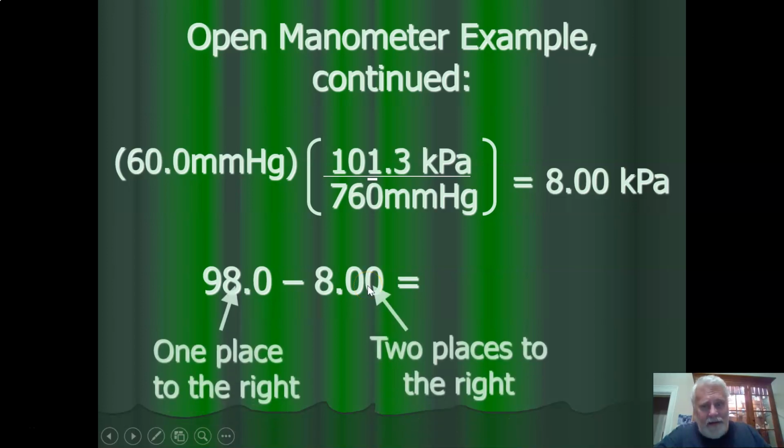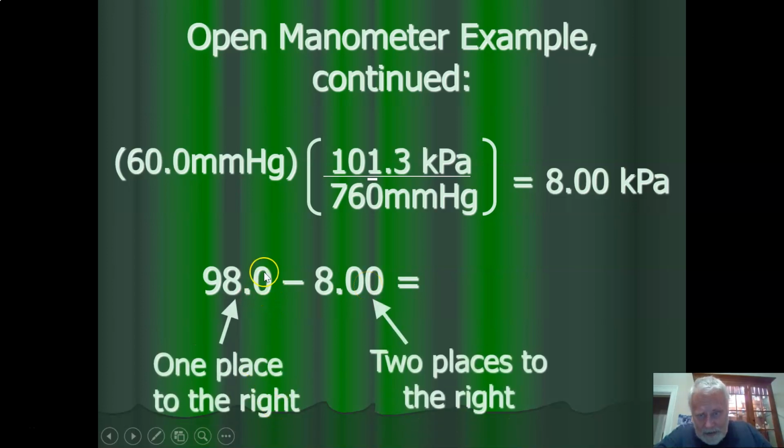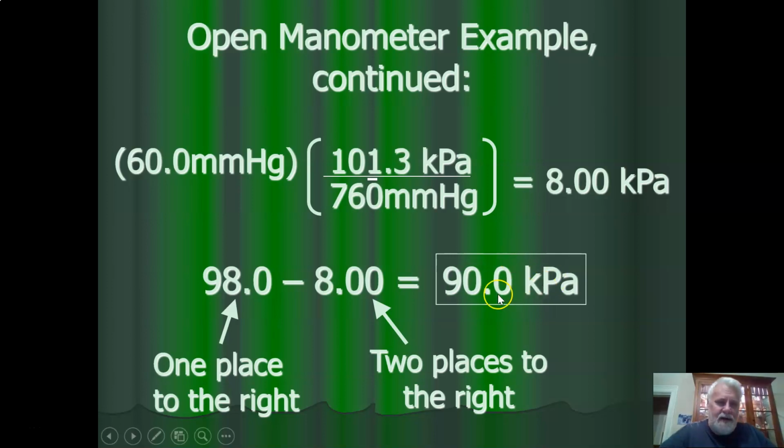Now, a little sig fig hint here. This is one place to the right. This is 2 places to the right. When you're subtracting, you can go the least of those values. So since that's 1, my answer can only go 1 place to the right. So when you subtract 98.0 minus 8, the answer is 1 place to the right. And you don't have to use any bars because zeros on that side are significant automatically, and that is the correct answer. So you can do the rest of these problems on your own now. And good luck.